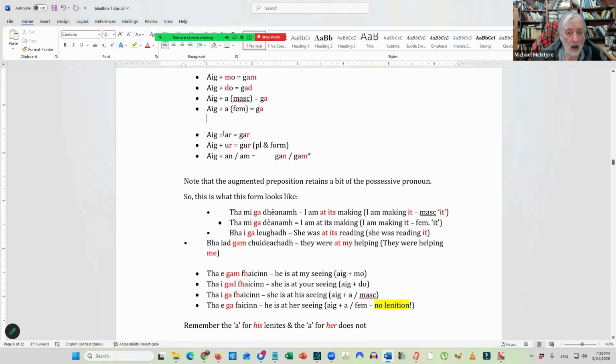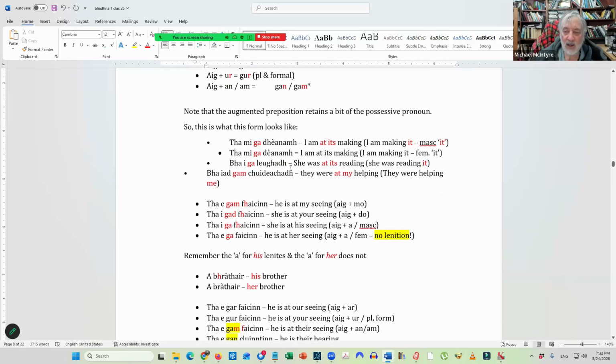Ek plus r, that's our, gar. Ek plus gur, and that's the plural and formal. And ek plus an or is gan or gam. So this is what they look like. Hami gayenef. I am at its making. I am making it. Hami gajenef. I am at its making. In this case, it's a feminine it.